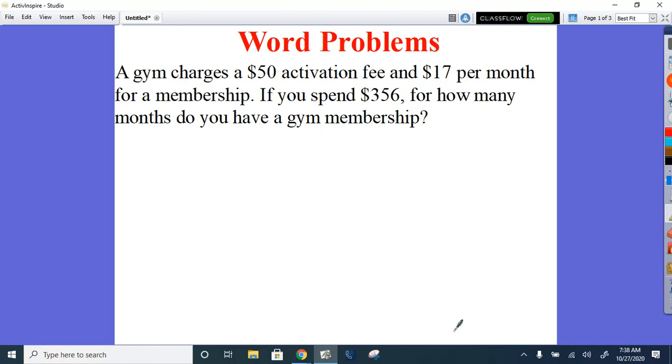And here's pretty much what their structure actually becomes. A lot of times with these word problems, we have a rate multiplied by our variable or our unknown. I'll touch on that in a minute. Plus what I'm going to call a flat fee, and that will be equal to our total, okay?